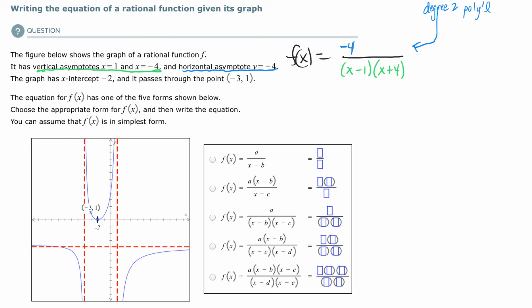The graph has an x-intercept at -2. That helps a lot. So when y is 0, we have to have an x-intercept of -2. That means f of -2 is equal to 0. Maybe I should write that like that: f of -2 is equal to 0. And where did I get that information? The graph has x-intercept -2. That's how I translated that.